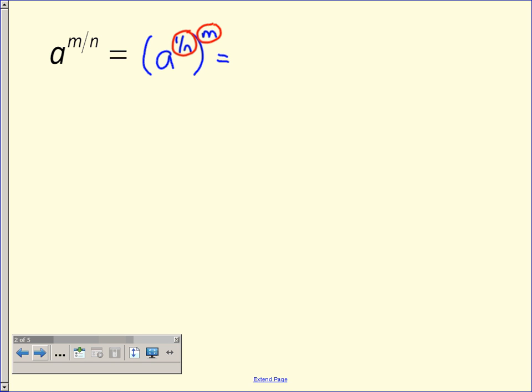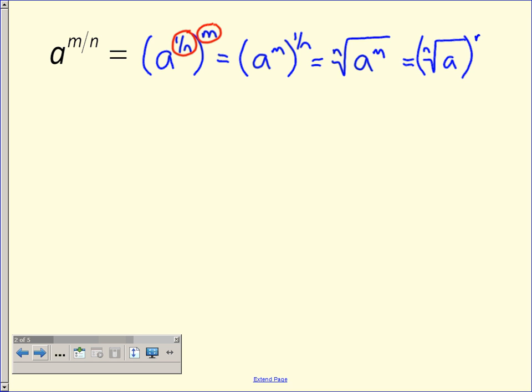Another way to express it is, what if I took a to the m power and then raised that to the 1/n power? That would also be another way of looking at it. If I wanted to simplify them as radicals, this also means that I could take the nth root of a to the m power. That would be another way of thinking of it. Or another way yet would be, what if I did the nth root of a first and then took that answer and raised it to the mth power? So in these problems, you do have a lot of options here. There's a couple ways you can write the same thing.